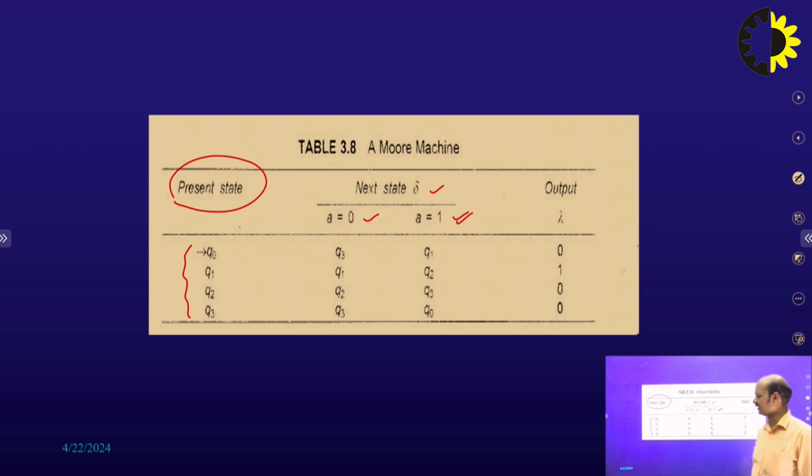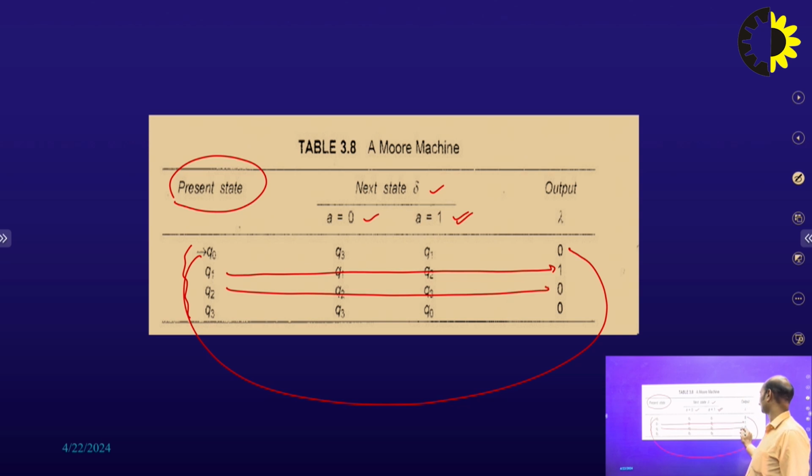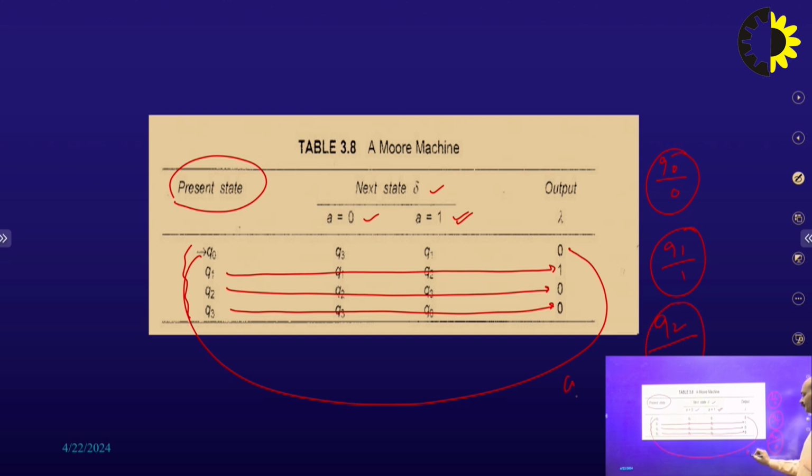And the state directly represents the output. It means Q naught represents the output 0, Q1 represents the output 1, Q2 represents 0, and Q3 represents 0. So we can say that the output of Q naught is 0, the output of Q1 is 1, the output of Q2 is 0, and the output of Q3 is also 0.